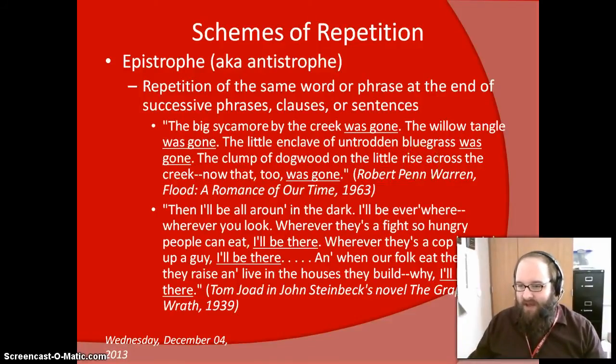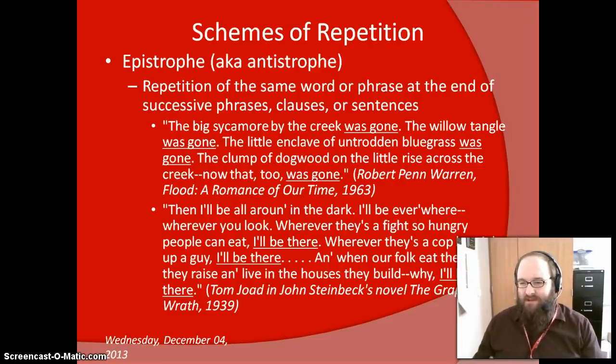Then I'll be all around in the dark. I'll be everywhere, wherever you look. Wherever there's a fight so hungry people can eat, I'll be there. Wherever there's a cop beating up a guy, I'll be there. And when our folk eat the stuff they raise and live in the houses they build, why, I'll be there.